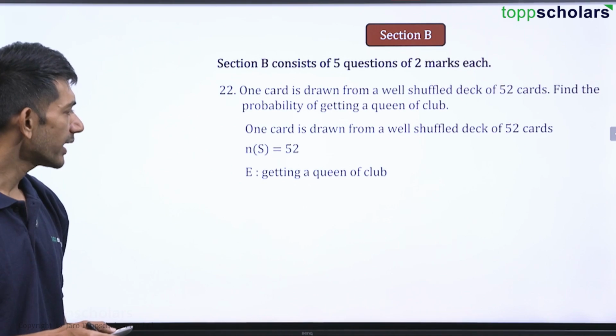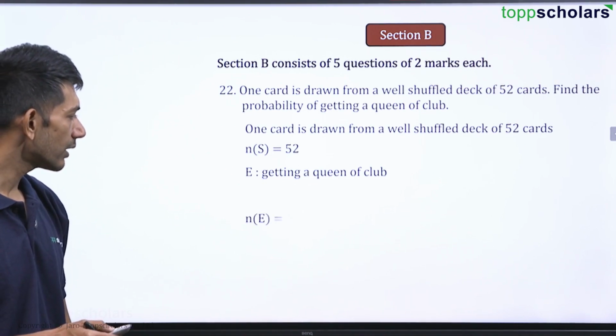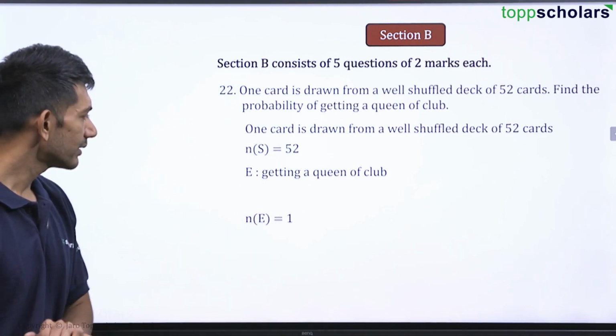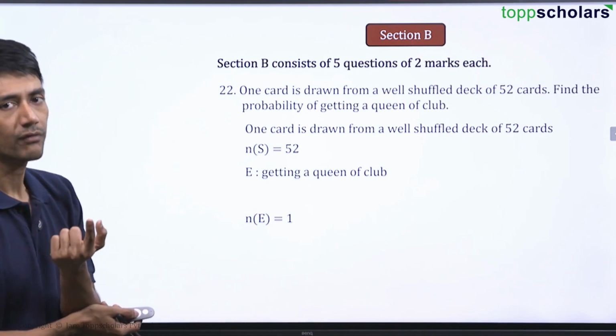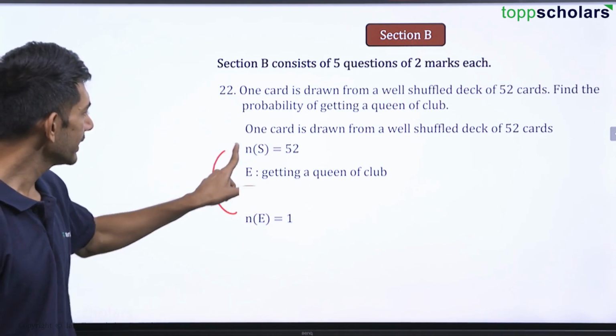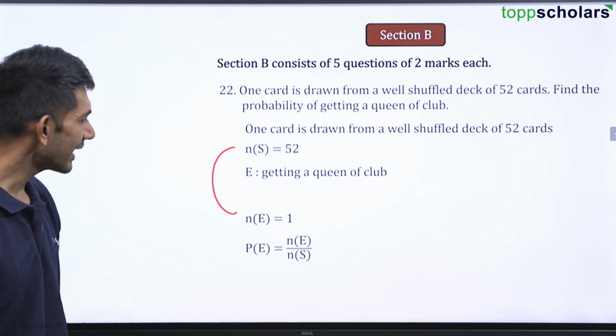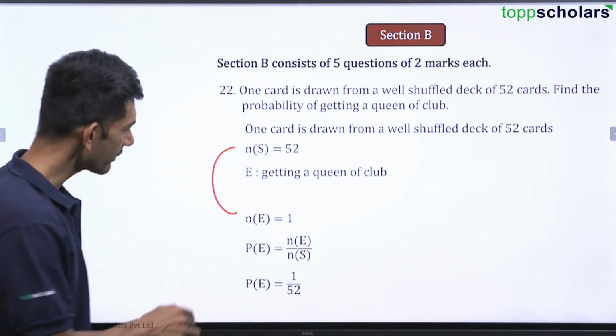So n of S is 52. E is the event of getting a queen of club. N of E is 1 because there is only one queen of club, and then the probability will be N of E by N of S, and that is going to give you 1 by 52. So 1 by 52 is the final.